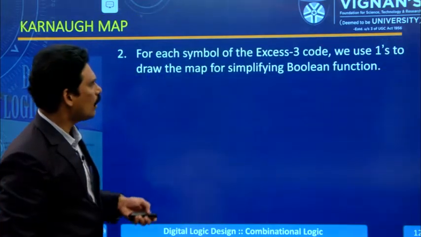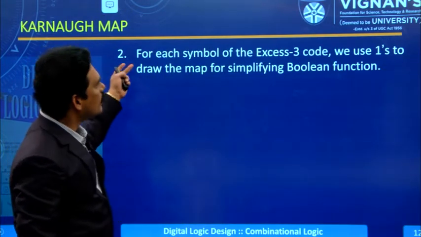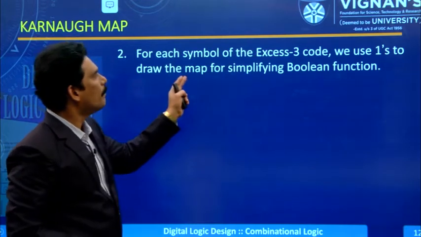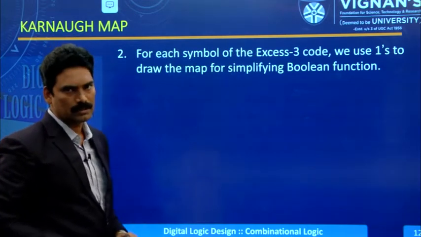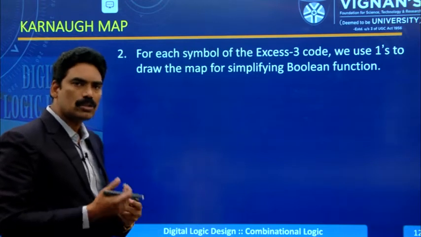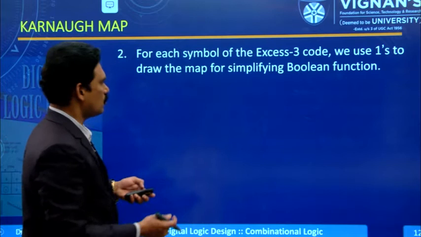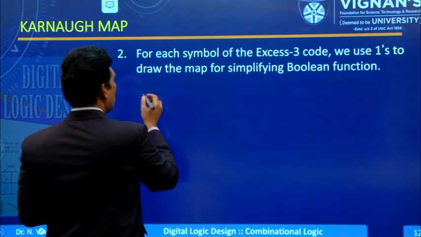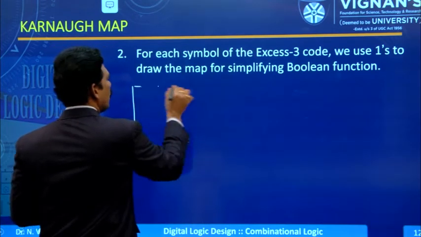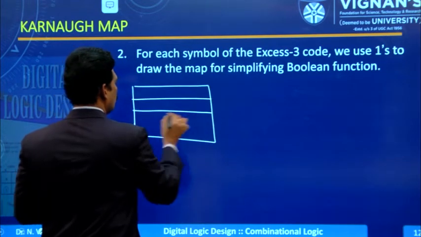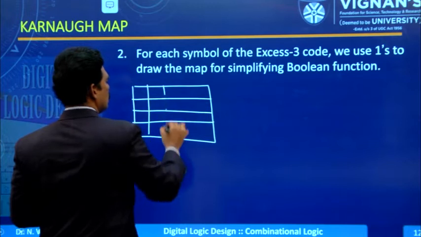And now what to do? For each symbol of XS3 code, we use one map for simplification of the Boolean function. So for this, we are going to draw the Karnaugh map for simplification. How to draw the K map for this? We are going to draw the K map for W first.